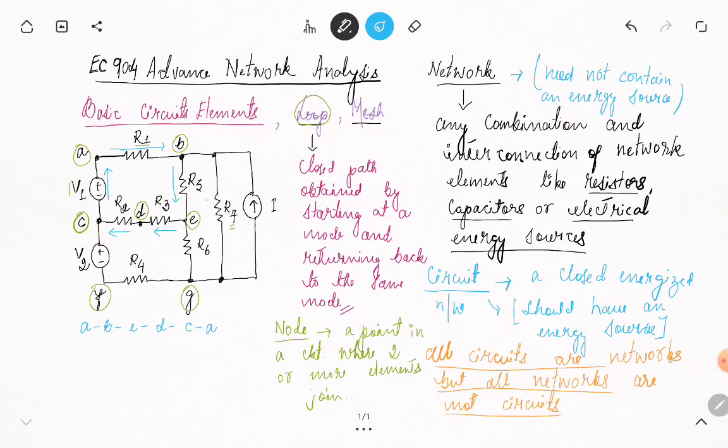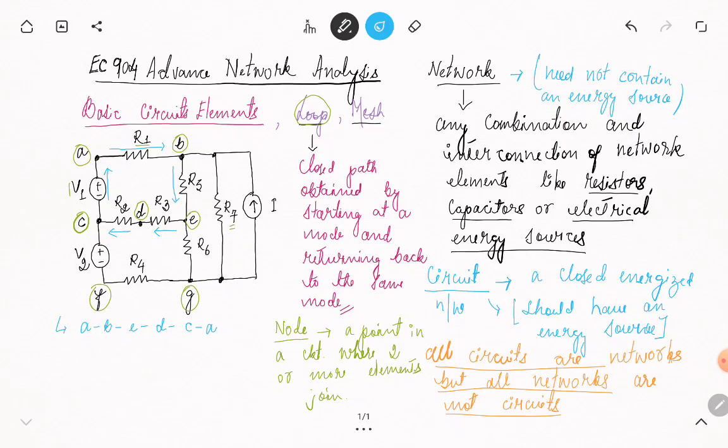It goes through a set of connected circuit elements. Those circuit elements are R1, R5, R3, R2, B1, without passing through any intermediate node more than once. That means a node should be passed only once, not twice. So A, B, E, D, C and coming back to A, we are going through the intermediate nodes only once. So this is one fine example of a loop.